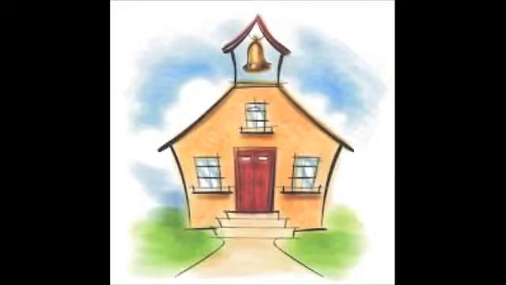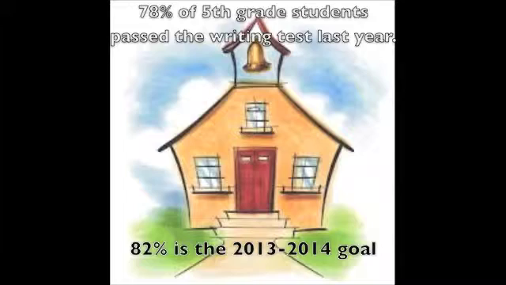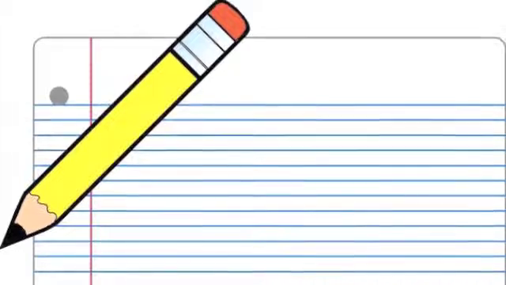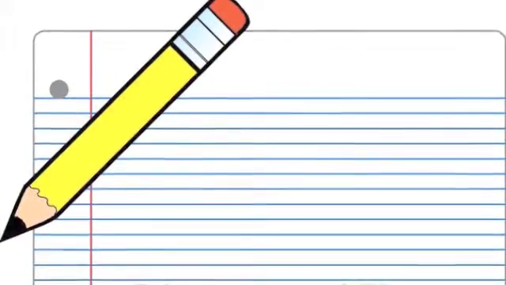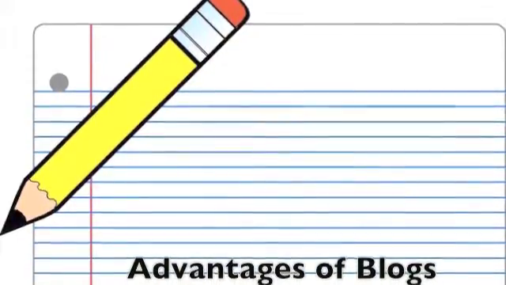The reason for this action research plan is to increase the overall skills of a fifth grade class by using technology. Last year, the fifth grade as a whole had a 78% passing rate on the writing test. This year, our principal is hoping for the fifth grade to have an 82% passing rate. There are many advantages of a teacher and students having a blog. However, many educators do not have the time to implement a blog.